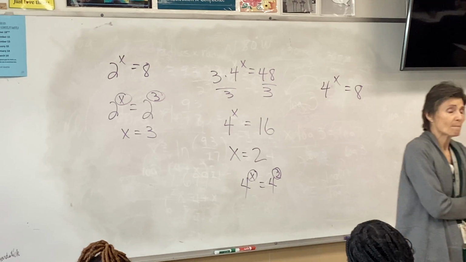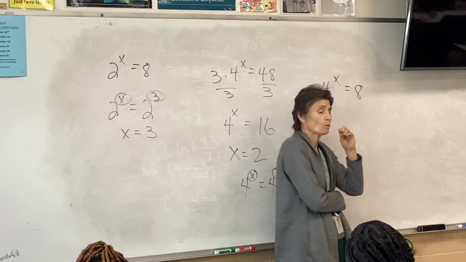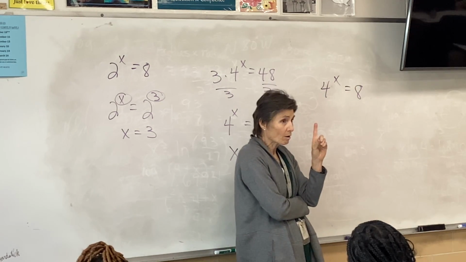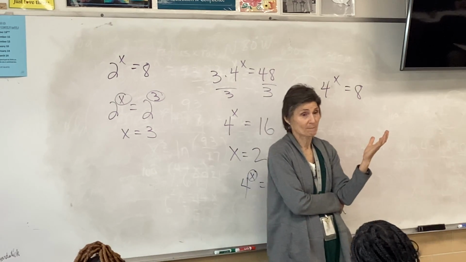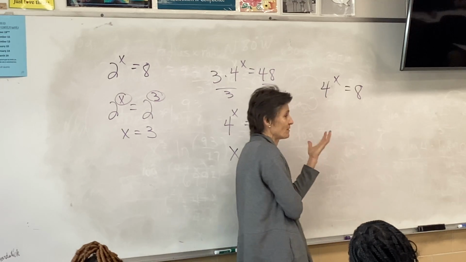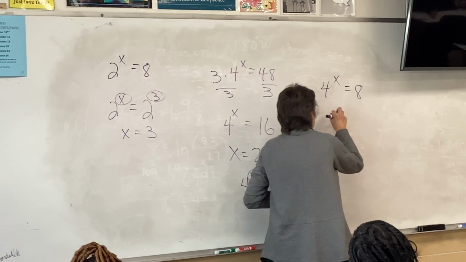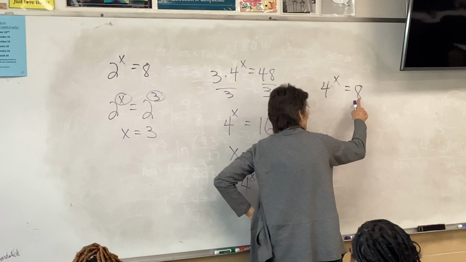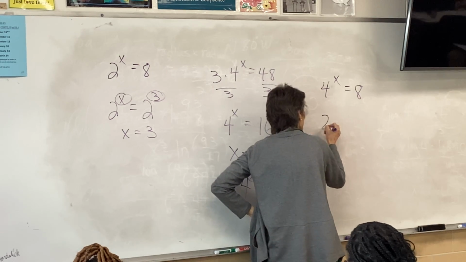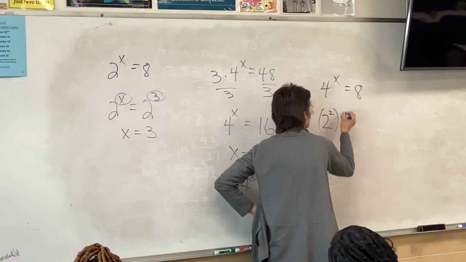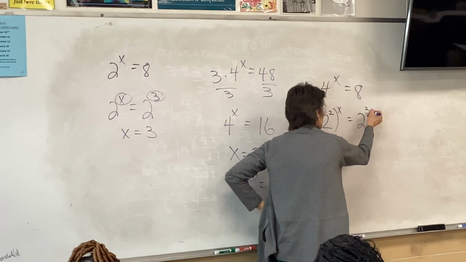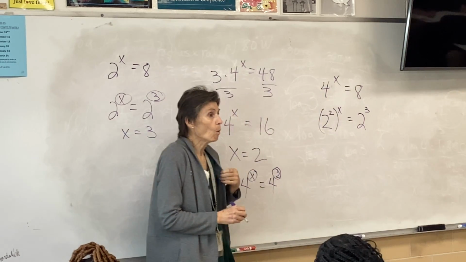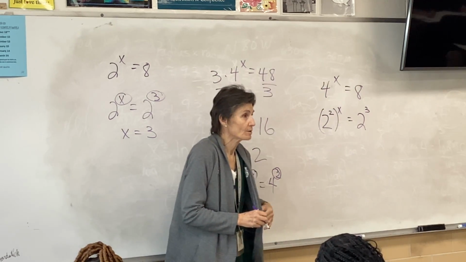For those of us that maybe can't think through it quite that well, or maybe it's going to be a tougher problem sometime and none of us can figure it out, think that 4 and 8 are both powers of 2. Would you agree with that? That 4 is 2 squared.